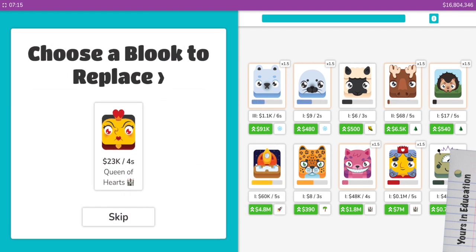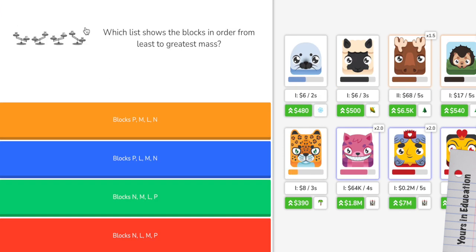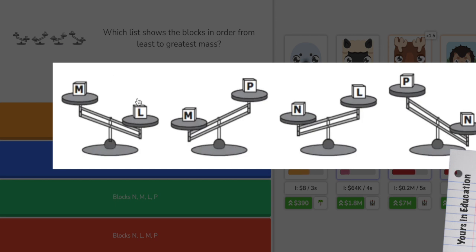I don't know. Okay. Which list shows the blocks in order from least to greatest mass? So from lightest to heaviest, more mass. So the lightest would be the ones on top. So I have P and P. And then, so I have M and L. So M is light as well. And then L is heavier. And then N is heavier than L.